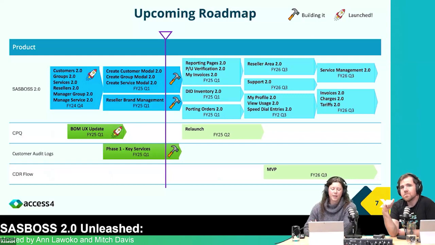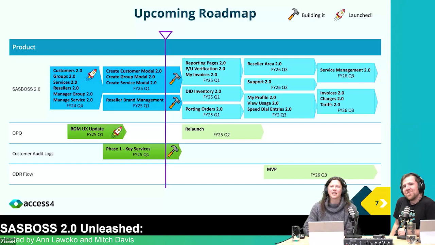So it's broken up in rows by the areas of SASBOSS that are getting the update. At the very top row, you've got SASBOSS 2.0. As you can see, there's quite a lot in there, and there's still quite a lot off the page to continue. And she did say she had about a 2-year roadmap. This is the next 6 months of it. 2.0 will finish a fair bit earlier than that, but there is quite a lot to get through.